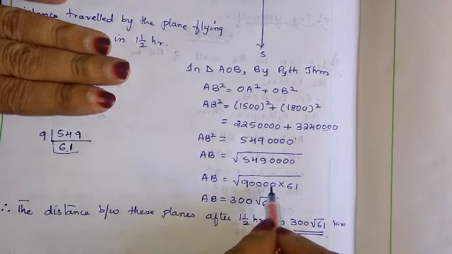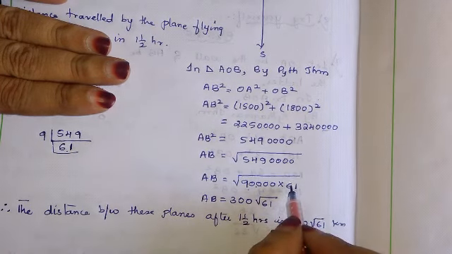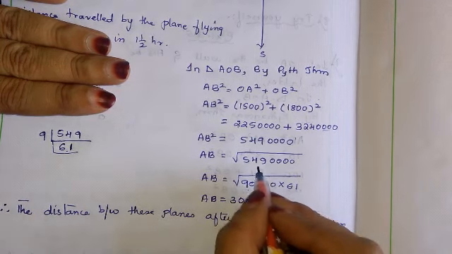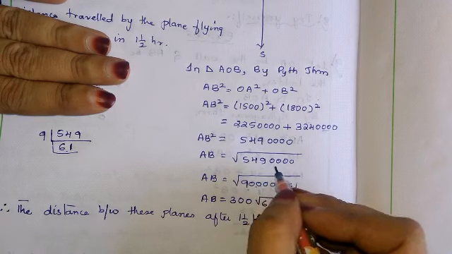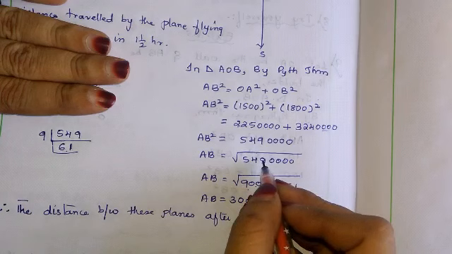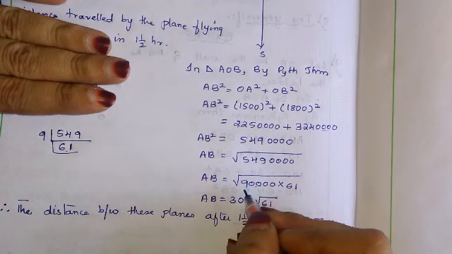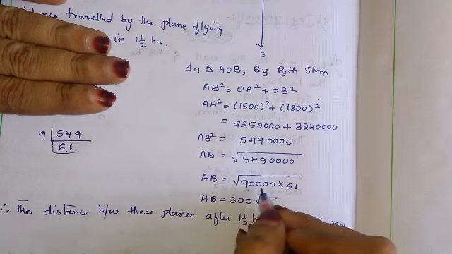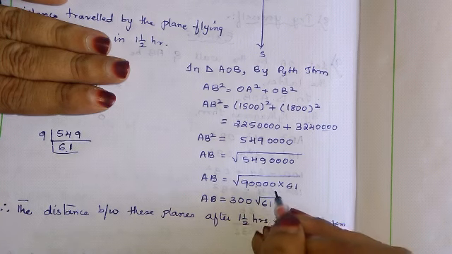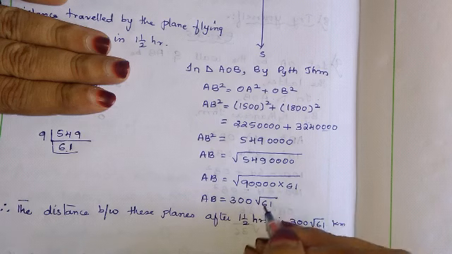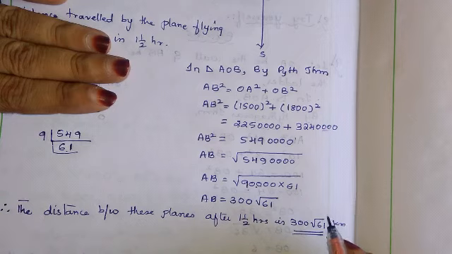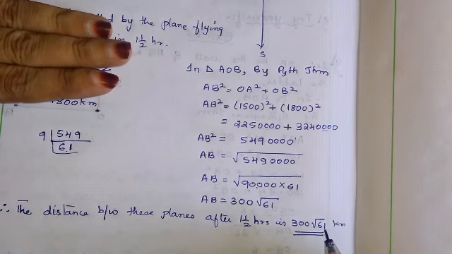So 90,000 into 61 is 5,49,000, something like that. 54 lakhs 99,000 we will get. So here if we multiply this, root 9 is 3. Again here, the 4 zeros I have to consider as 3 zeros inside the root. So we don't know root 61 as it is, we have to keep it. So this is the answer. Okay. So now let us see the next question.